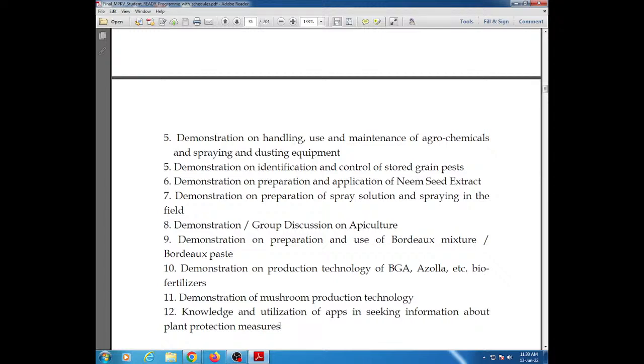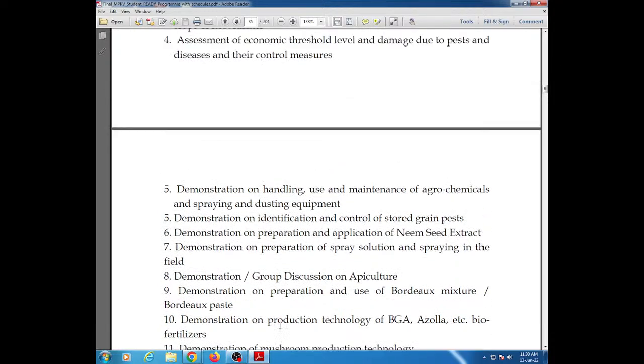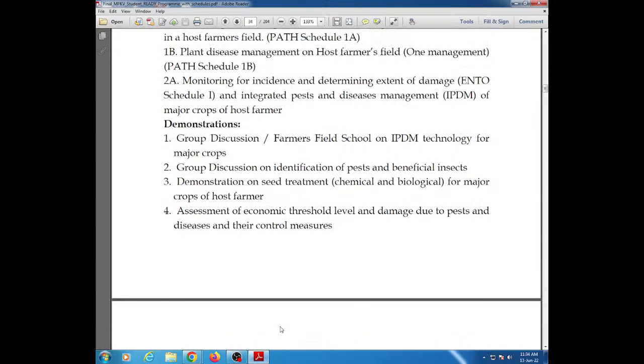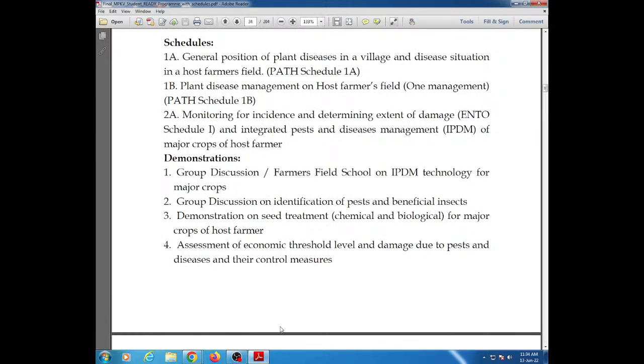So these are all the demonstrations and schedules that you have to undergo in entomology, and the demonstration list is common for plant protection intervention, meaning agriculture entomology and plant pathology.